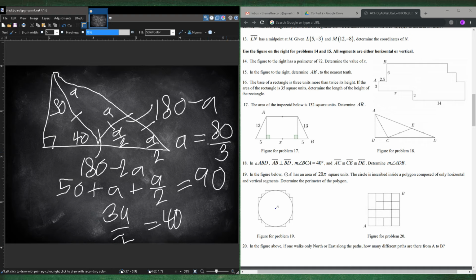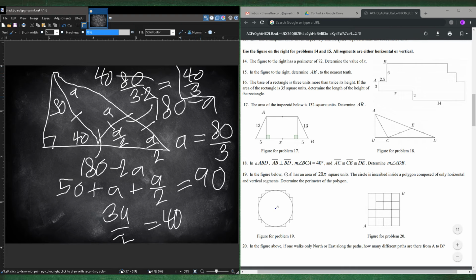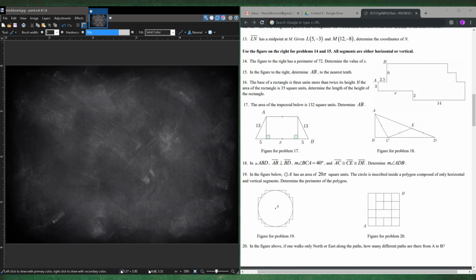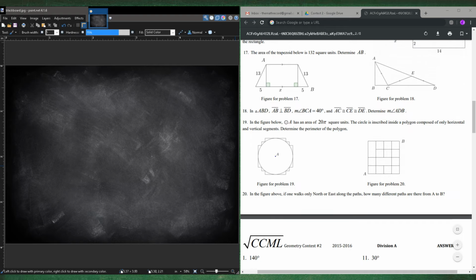Right? So the angle ADB is just A over 2, so just divide A by 2. So 80 over 3 divided by 2, so just put the 2 in the denominator and cancel out. So that's 40 over 3. So the answer for 18 is just 40 over 3. So you need to keep track of your angles for this type of question. It's not really that hard.